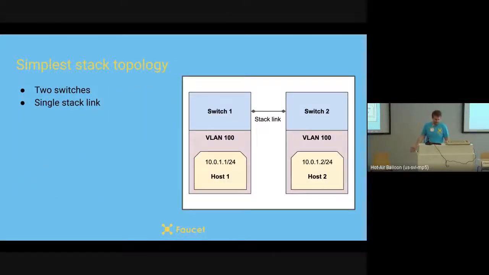Okay, so let's start with the very simplest stack topology you can build. And here, I apologize for my graphs that are confusing, but I will try and explain them. So what we've got here is two switches and a stack link. This is the simplest possible stack you can build. You can't build one out of one because that doesn't make sense. In this case, we would have a root. So we'd have switch 1 as our root and switch 2 as our edge. And then they've both got a single VLAN on it with a host on each. So how would we build this?